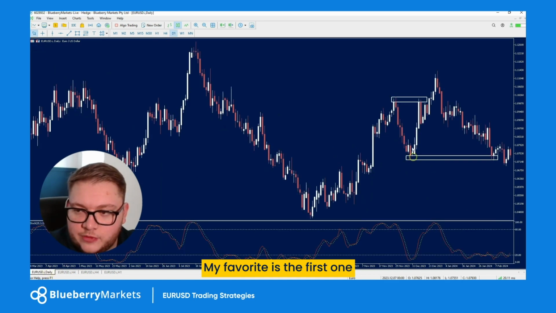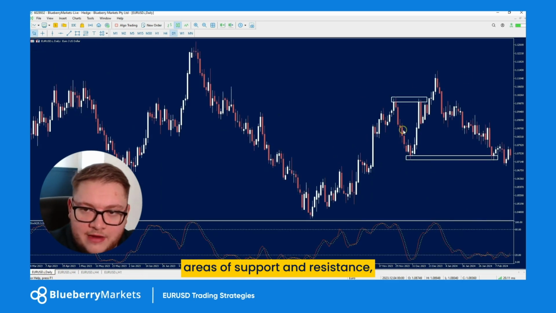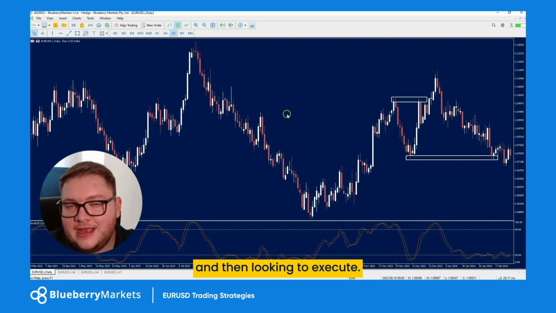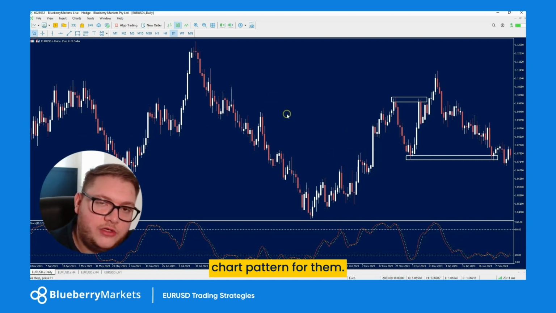My favorite is the first one, looking at the higher time frame areas of support and resistance, waiting for price to come into those, and then looking to execute if we get some kind of chart pattern form.